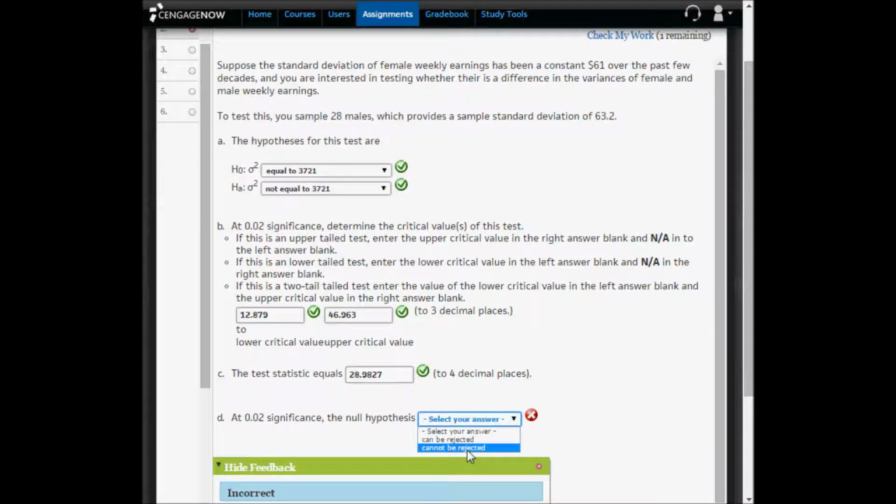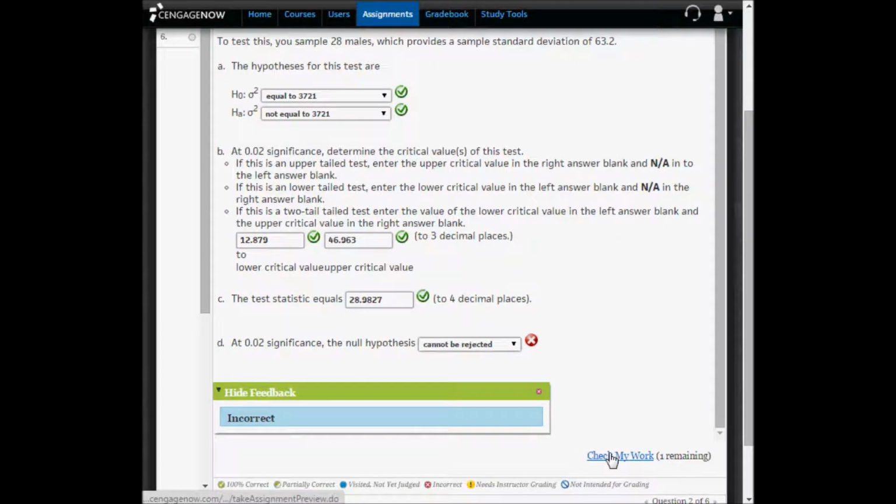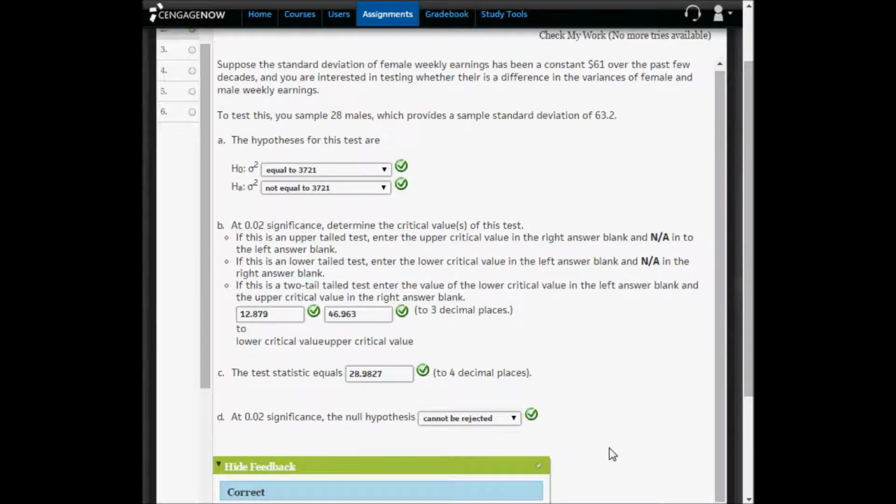And for that reason, the null cannot be rejected. And then check my work, and we should have all the problems done correctly. And we do.